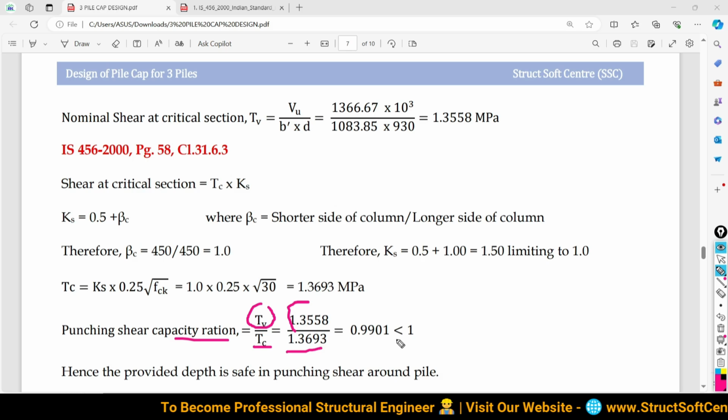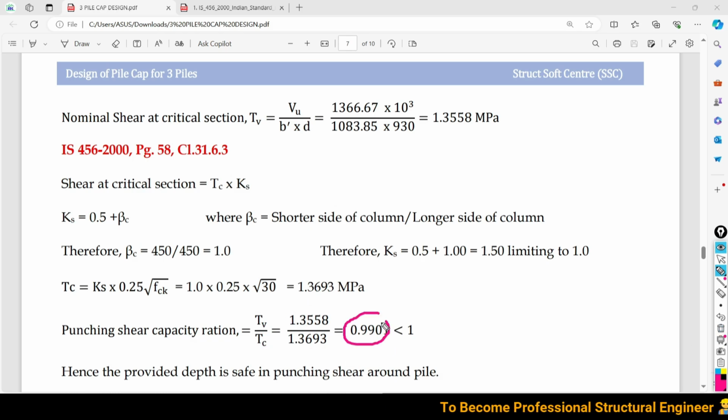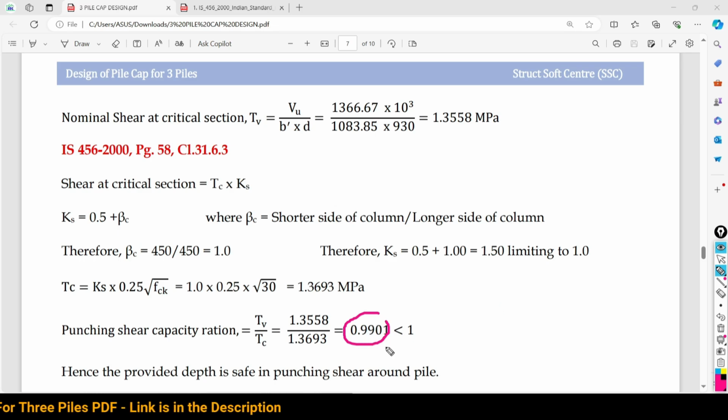So it is less than 1, very close to 1, but still we are going to say it is safe. So what clue are we getting? There is an option if you want more safety around your pile. In that situation, what to do? You need to increase the depth of the pile cap.